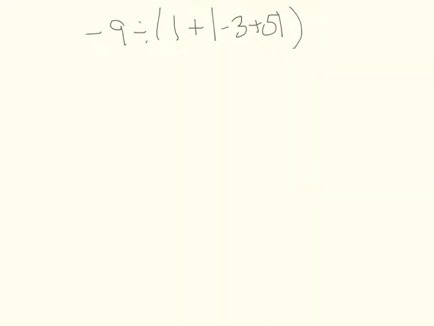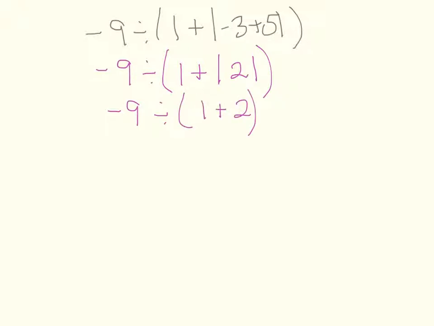Okay, we're going to start with parentheses. And inside the parentheses we have an absolute value. Treat that like a grouping symbol and solve inside first. Don't change the sign until you've solved it. So negative 3 plus 5 is 2, which means we're looking for the absolute value of 2, which is 2. So that's 1 plus 2. And then we can finish solving in that parentheses. 1 plus 2 is 3. And that leaves us with our last step, which is negative 9 divided by 3, which is negative 3.